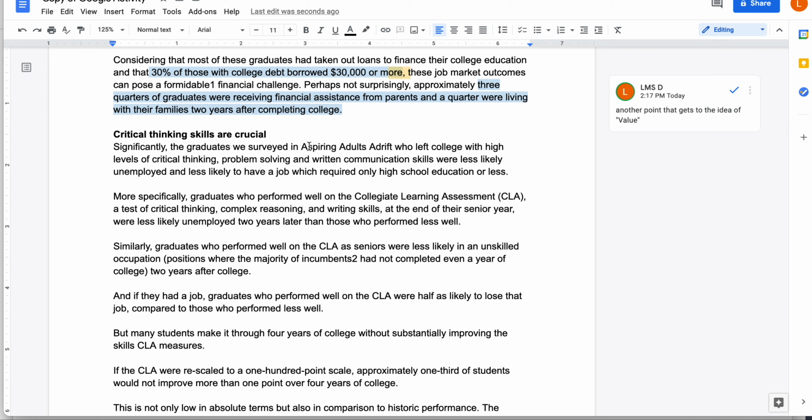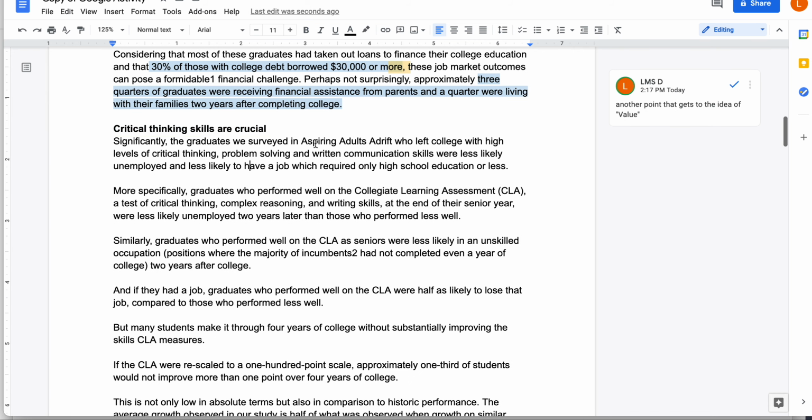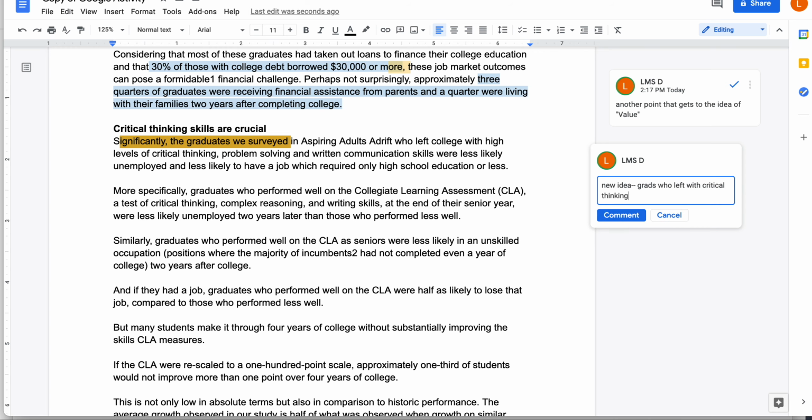So then it's going to shift to significantly, and I know it's a shift because there's the bold-faced heading here. So significantly, the graduates we surveyed who left college with high levels of critical thinking skills were less likely to be unemployed and less likely to have a job. So this is a new idea. I'm going to just make a note here. And because of the way it's phrased, I'm going to assume that this must mean that there are college grads that don't have these skills.